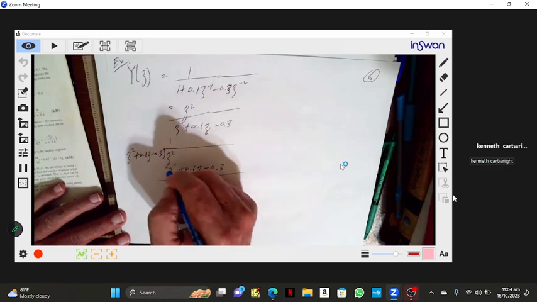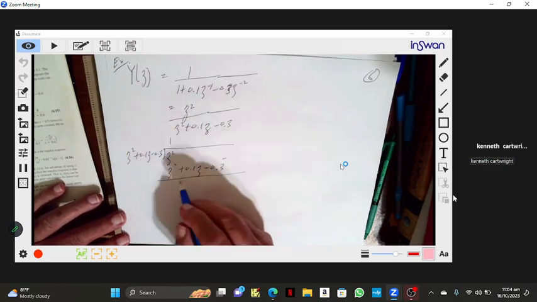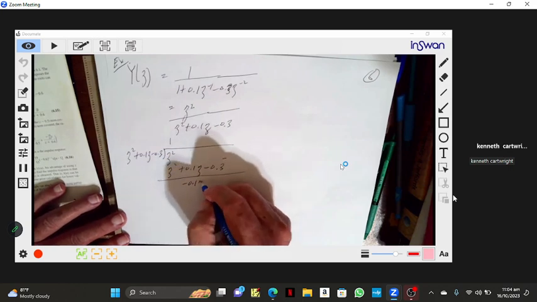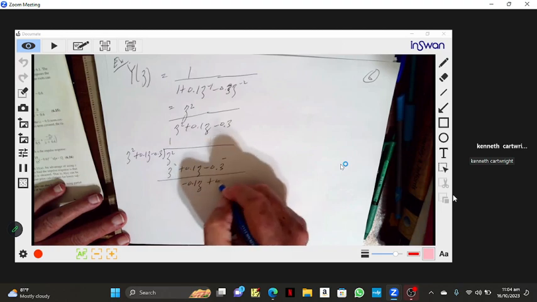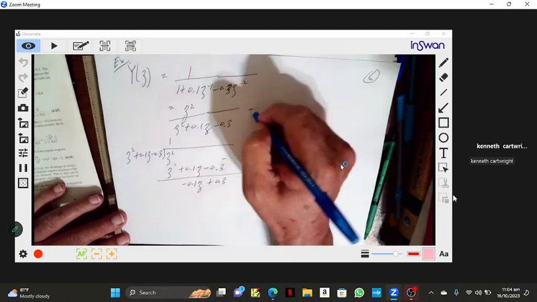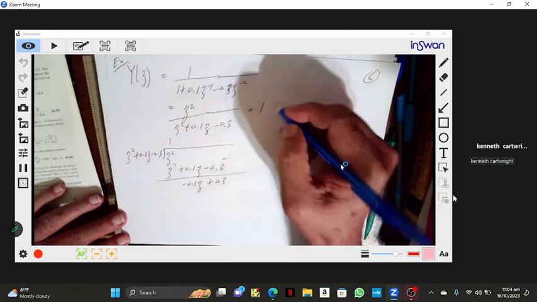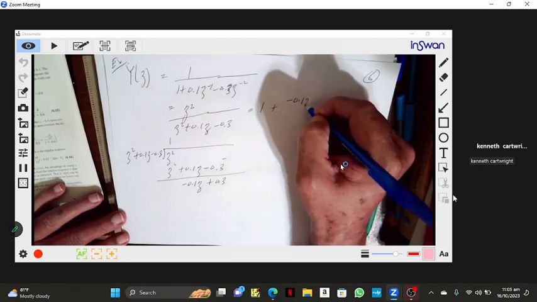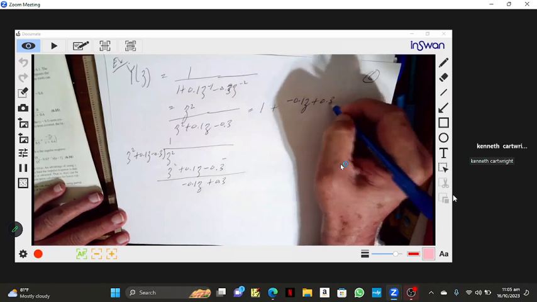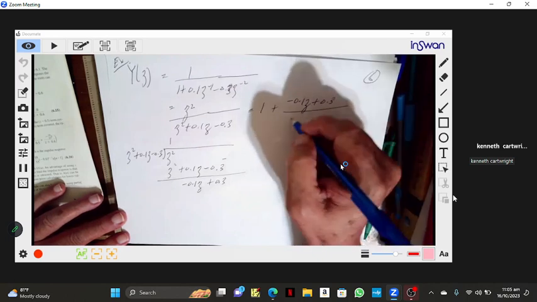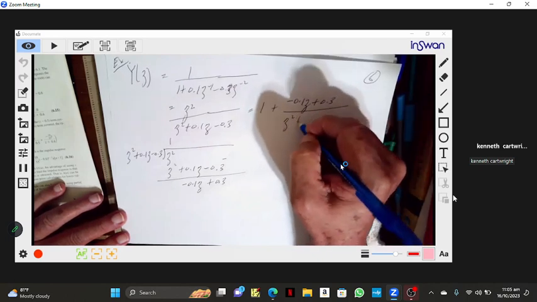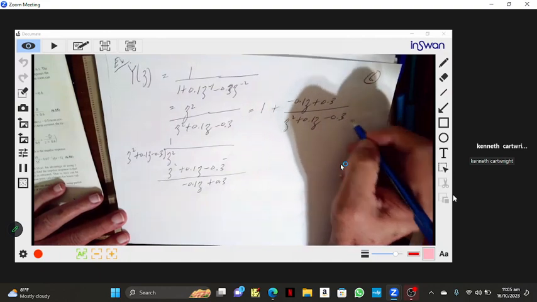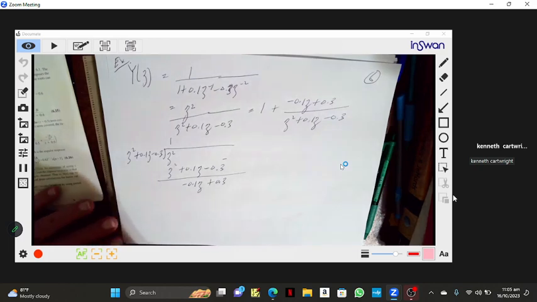It's a minus sign here. So this is minus 0.1 z. This is plus 3. So this here is 1 plus minus 0.1 z plus 0.3 over z squared plus 1 z minus 0.3. Now what?